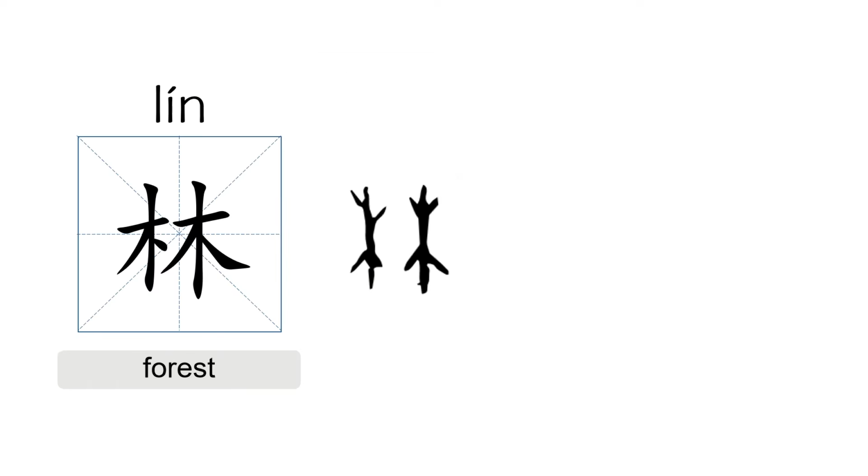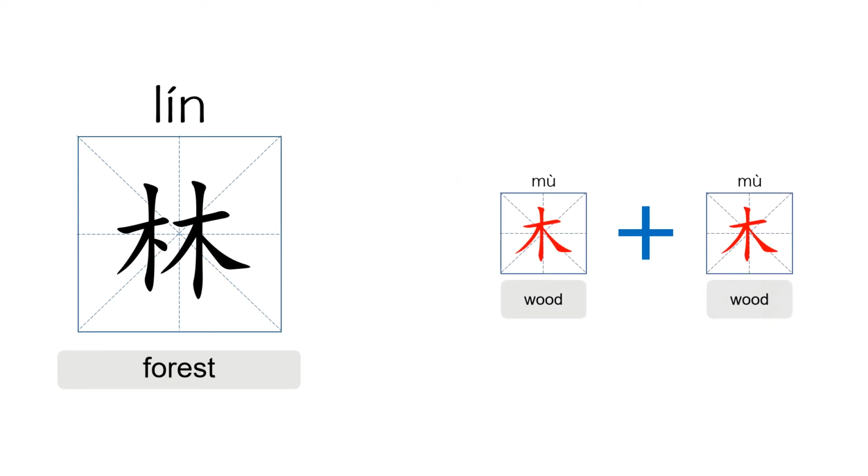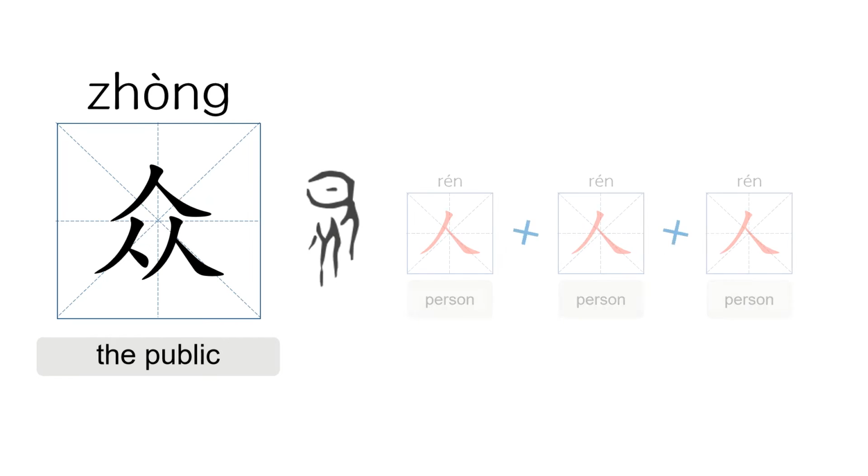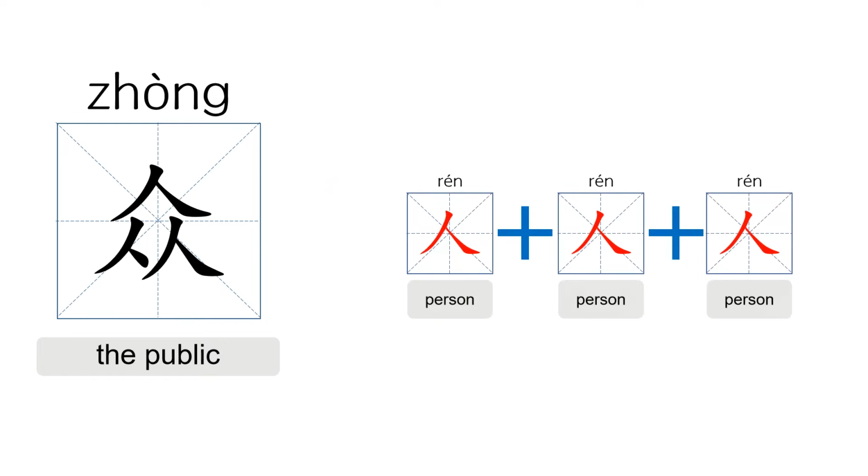Let's look at some examples. The character 林 is composed of two simple characters 木, which means wood. Combining the meaning of the character 木, ancient Chinese people gave the new meaning to the character 林, which means forest. And three 人, person, together form 众, which means crowd or the public.